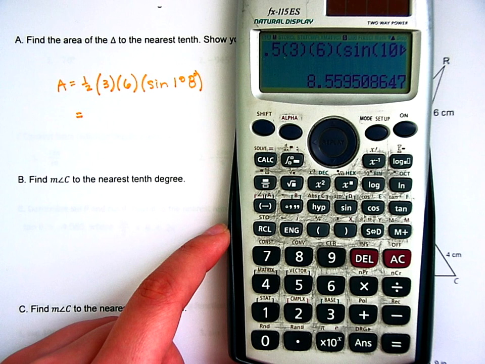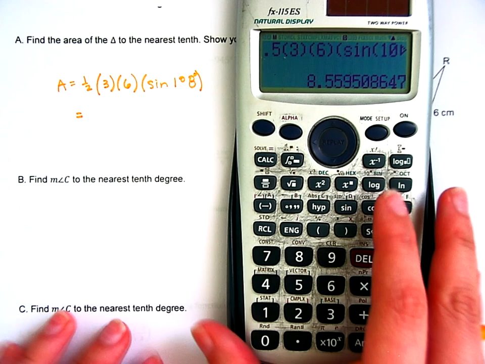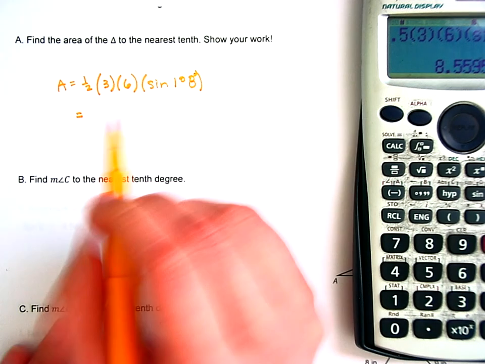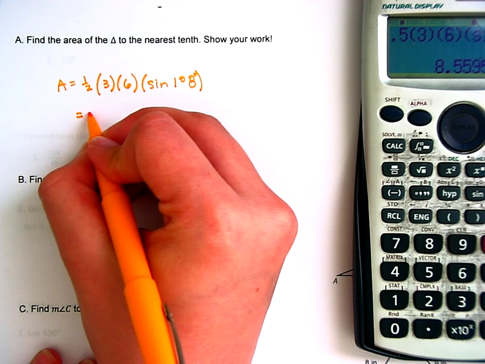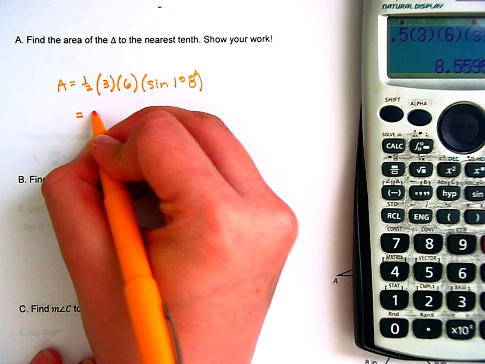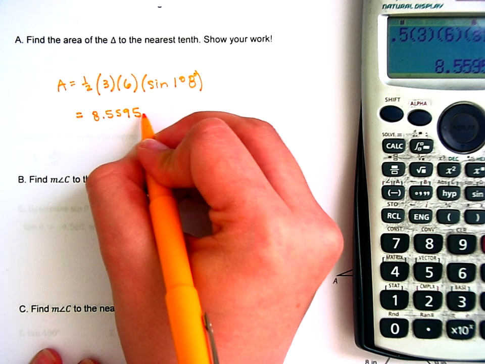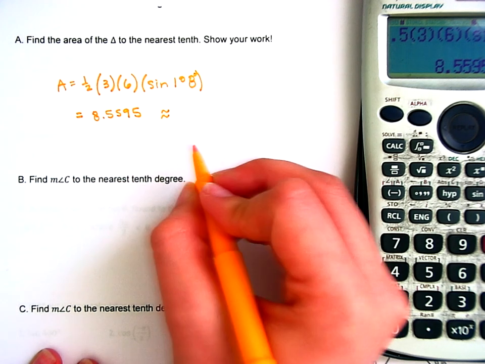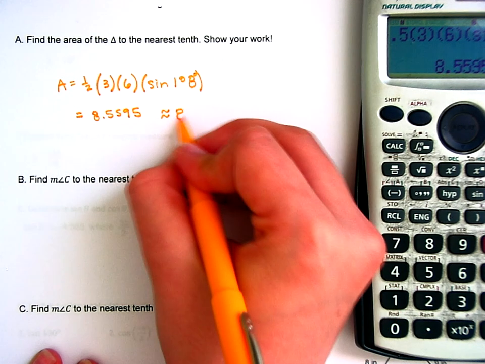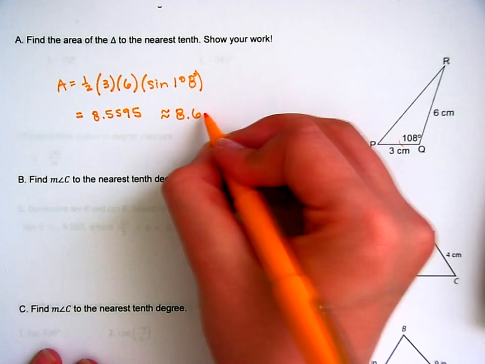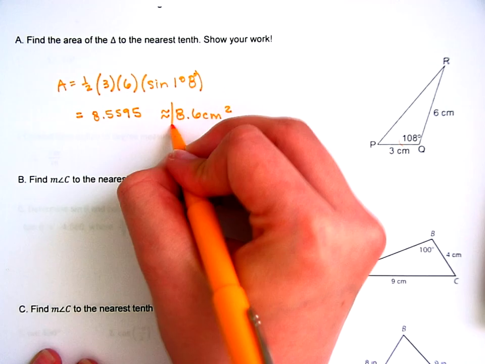And you should get 8.5595 with the rest of the numbers after. We are going to round this to the nearest tenth because that's what it asks us for. So I'm going to first write that this is 8.55. I'm going to write out the answer for a little bit. And then if we round that, that's going to be 8.6. Let's see what our units are. Centimeters. And this is area, so it's squared.